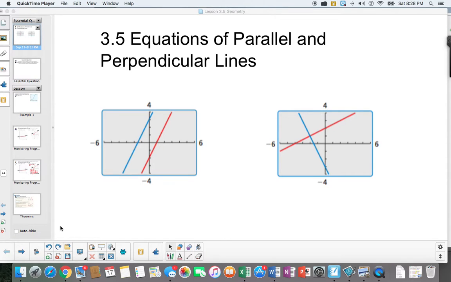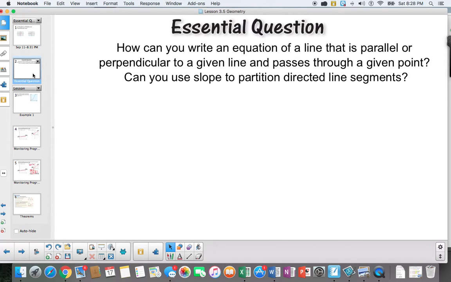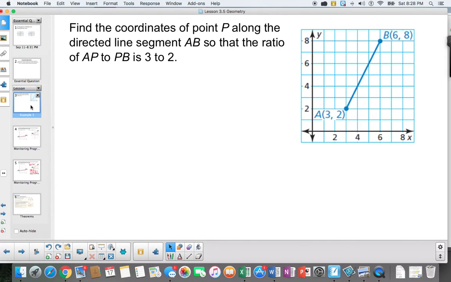Lesson 3.5, Equations of Parallel and Perpendicular Lines. Essential question: how can you write an equation of a line that is parallel or perpendicular to a given line and passes through a given point? Can you use slope to partition directed line segments? Let's start with the directed line segments.